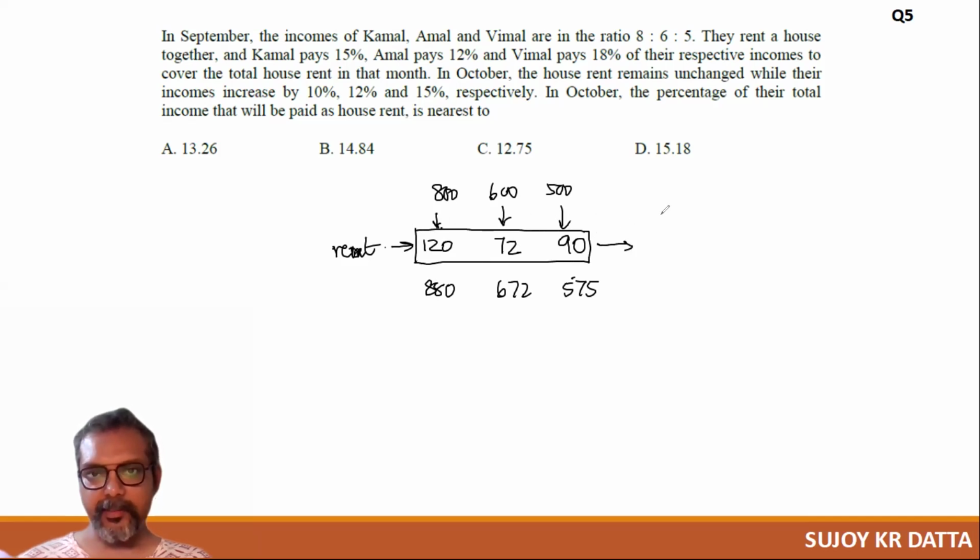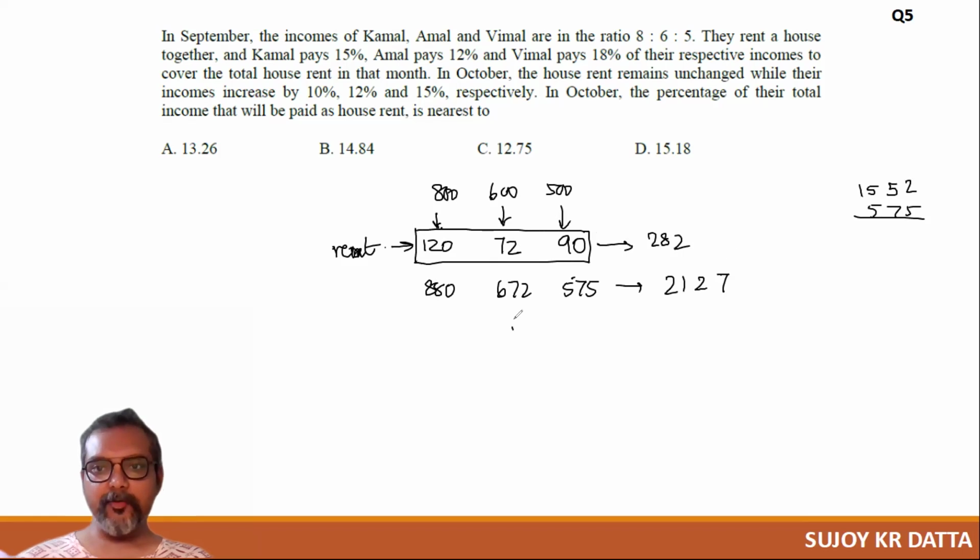The 90 and 120 is 210. 210 plus 72, so that will be 282. The total income here would be 880 and 672 is 1552. And then we have got 575. So that is 2127. So we need to figure out 282 divided by 2127 times 100 is approximately how much?